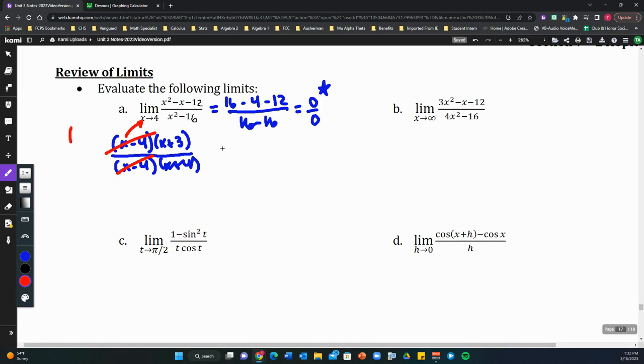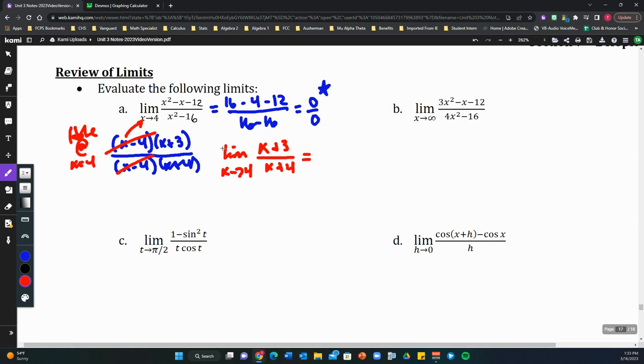In doing so, that just created a hole on the graph at x equals 4, because this is still a restricted value for the original function, so we can't use it, but I just eliminated it, and now the rest of the function works. So now I can take the limit of the result. So the limit is x approaches 4 of x plus 3 over x plus 4.